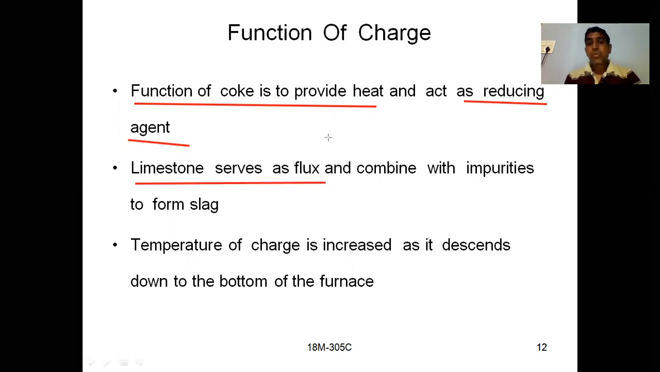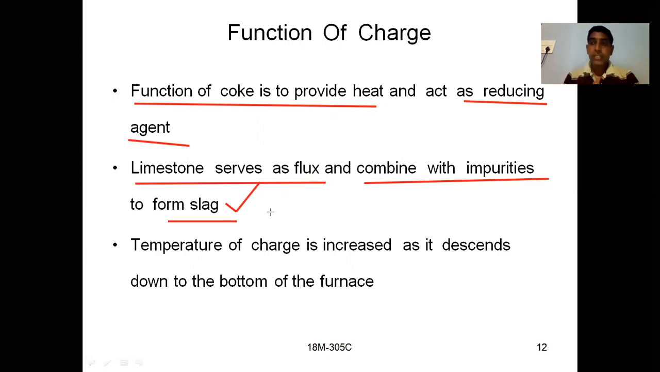So what is the function of a flux? The flux combines with the impurities and forms slag, which can be removed from the slag hole. Okay, I'm repeating once again. What is the function of limestone? Limestone acts as a flux.